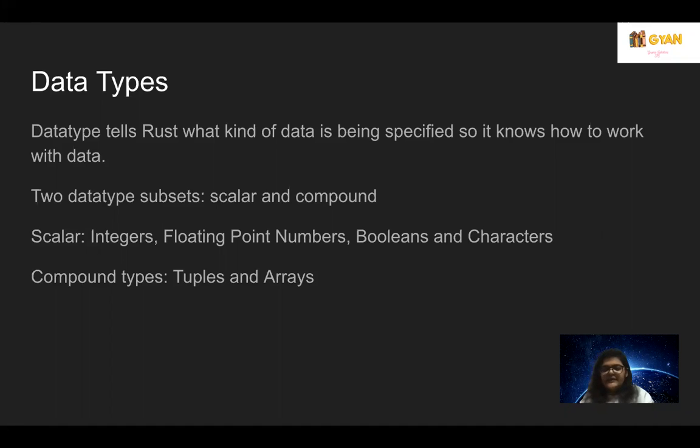Tuples use round brackets to declare them, and arrays use square brackets to declare them. In Rust, you need to remember that arrays are always of fixed length. So if you need a data type that is of fixed length and which will store the same type of data, you can use an array. But if you want to store different types of data in a data structure which is of compound nature, you can use tuples.